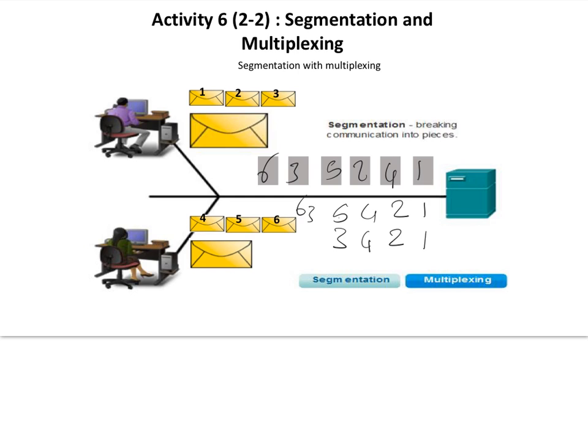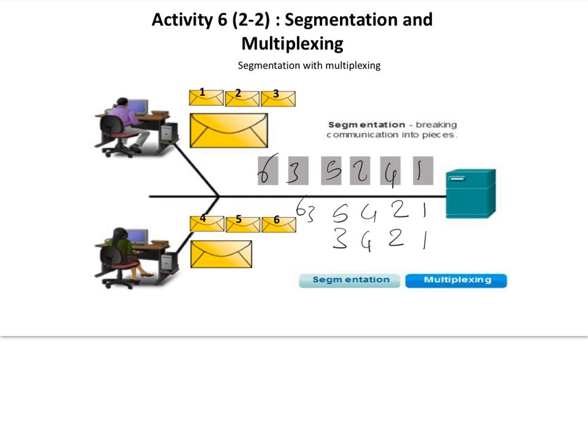Is there a use for segmentation without multiplexing? There has to be some kind of multiplexing. You cannot, unless your information is very small in nature. If you need security or stability in the network, in all cases you need some kind of multiplexing. Even if you have security.